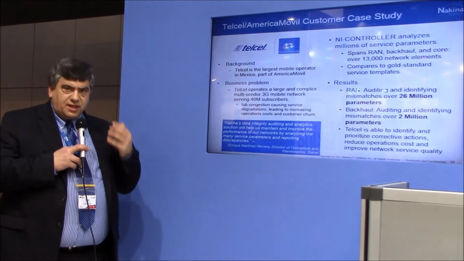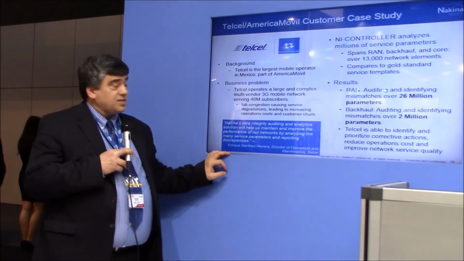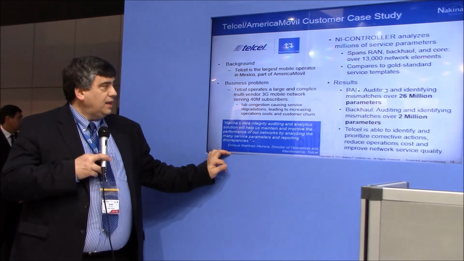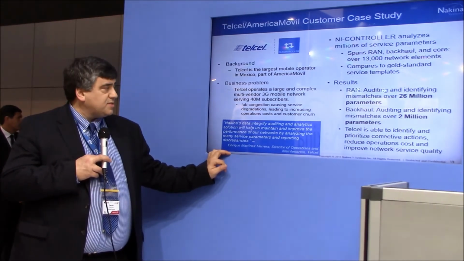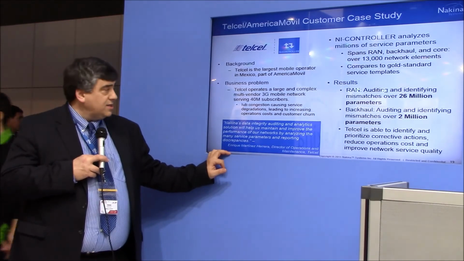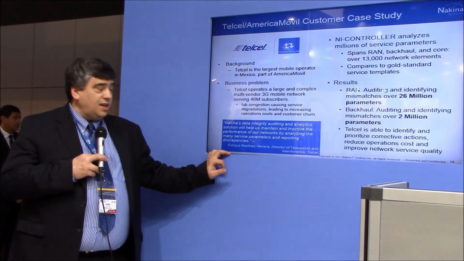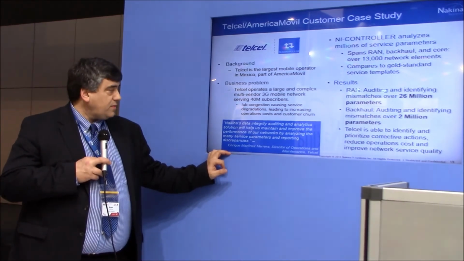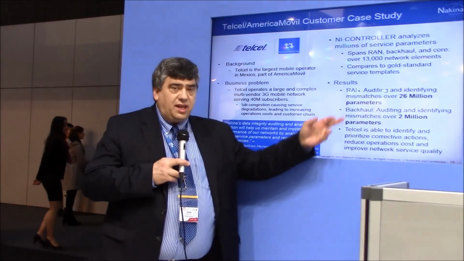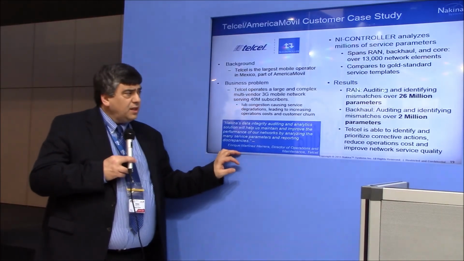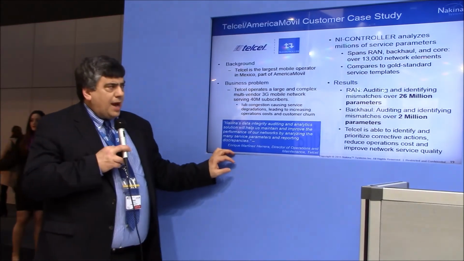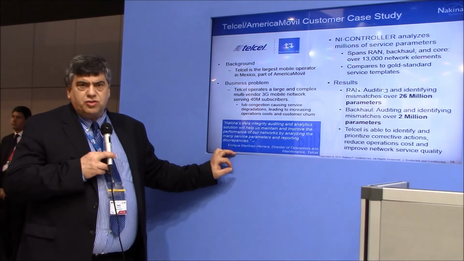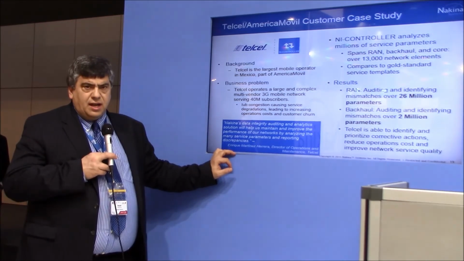One of the case studies that we did was with a service provider in Mexico, Telcel, which is a part of América Móvil. They have a nationwide 3G network, and they have over 40 million subscribers. What we were able to find was a large amount of IUB congestion, and it was leading to a lot of degradations, operations cost, and network churn. Some key numbers during some of the audits that we ran: in the radio access network, we audited over 26 million parameters. In the backhaul, we audited over 2 million parameters. This is on a daily basis.